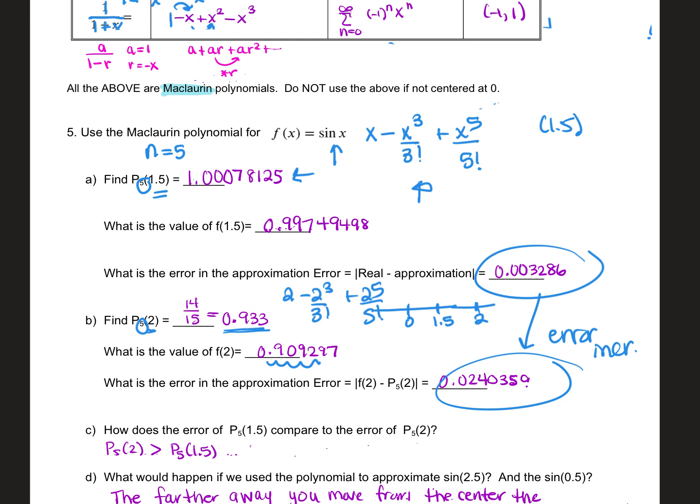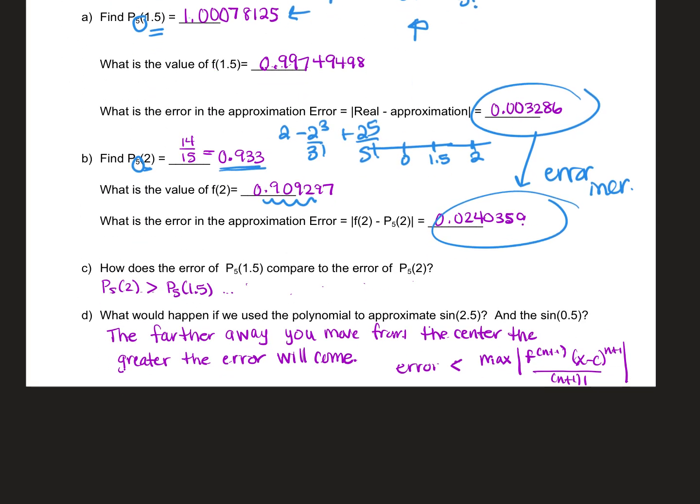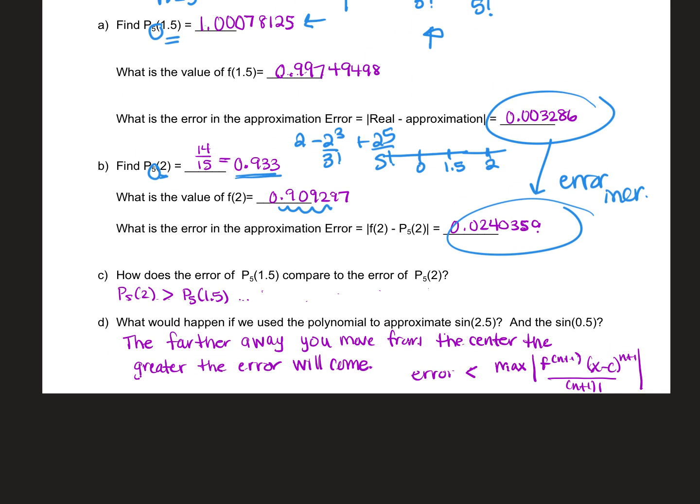The more terms you keep, the error will decrease. So it's kind of a balancing act. So the further you are away from the center, the greater the error. And we'll talk about this later.